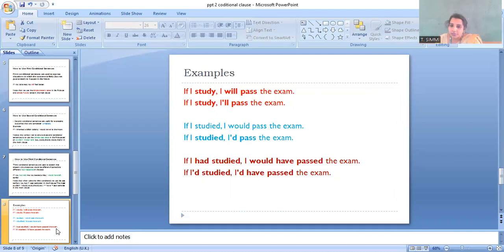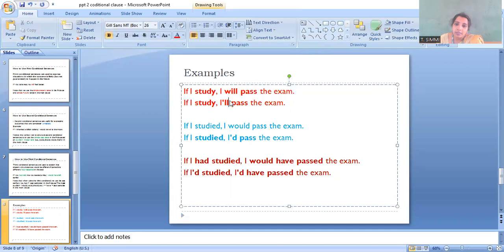See the first sentence is the first conditional, the second one is the second conditional, and the third one is the third conditional. So in the first one, simple present: if I study, I will pass the exam. We use the future tense. And see the second sentence: if I studied, I would pass the exam. Studied is the past tense, and in the next part, I would pass the exam. So we use simple past tense, that's why we are using would.